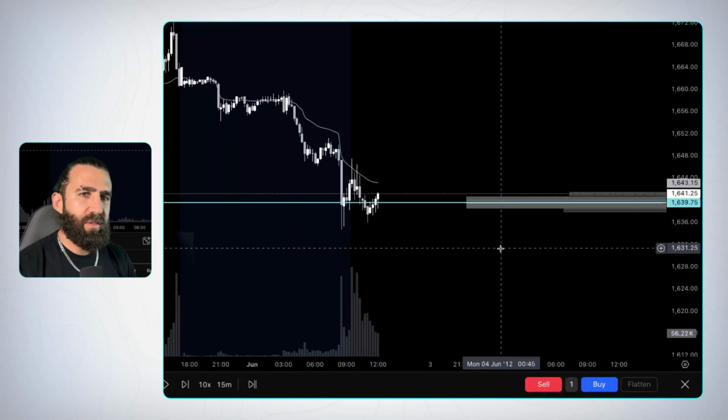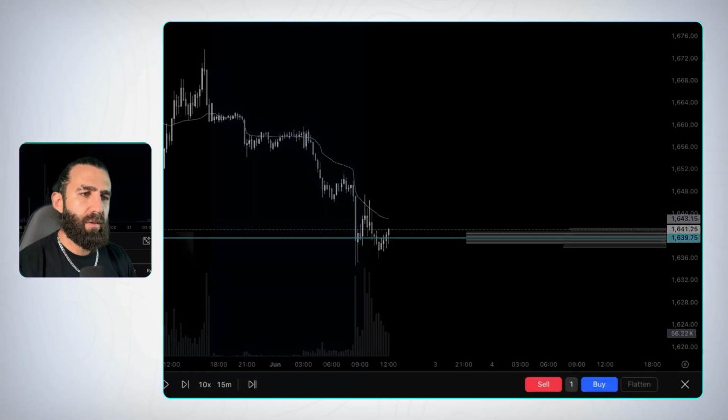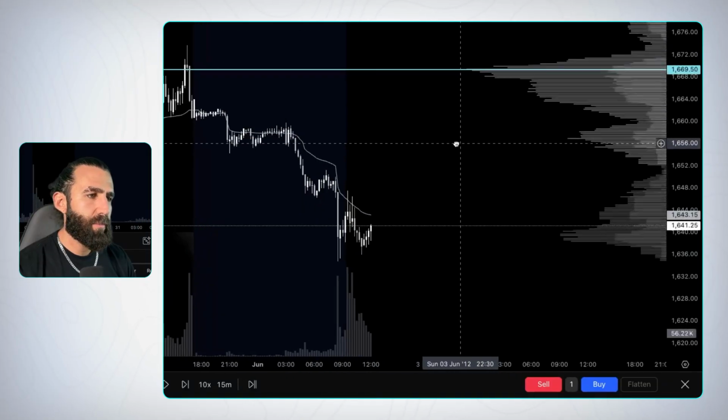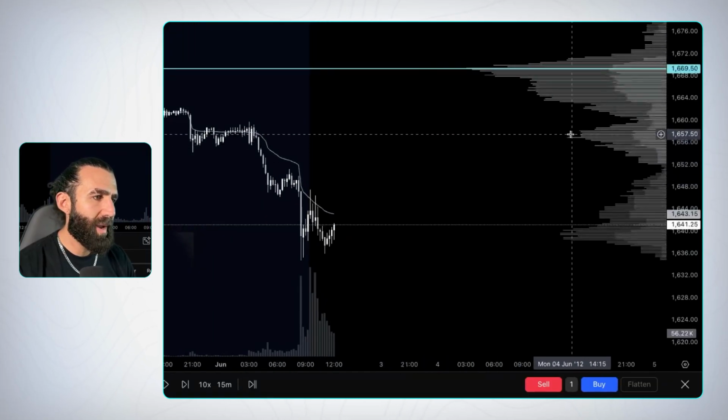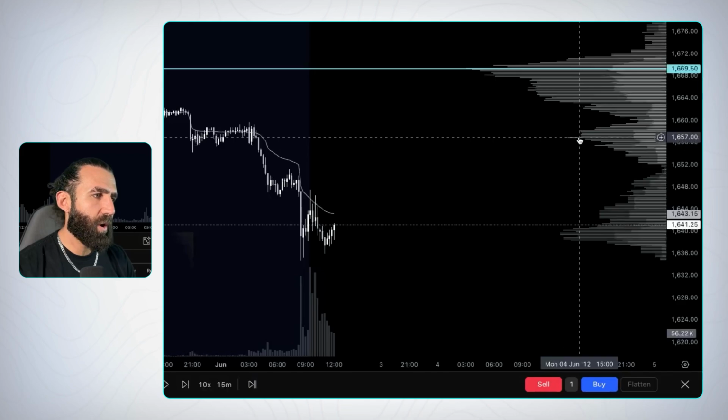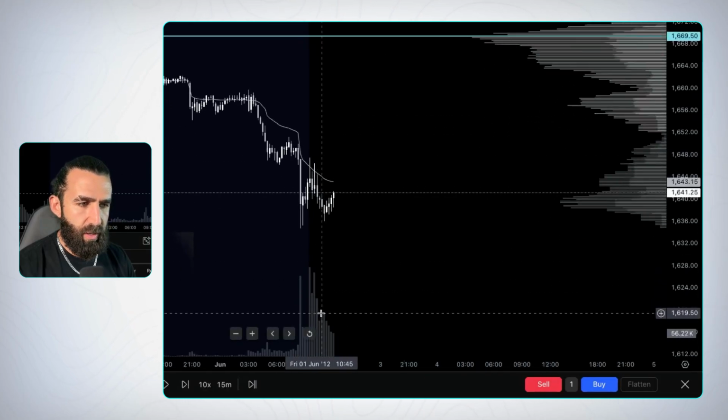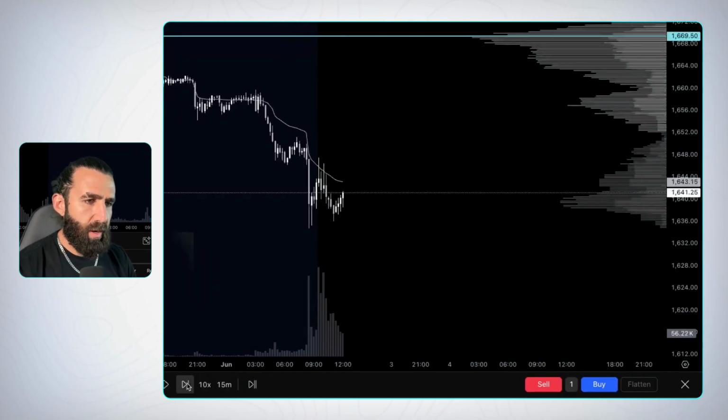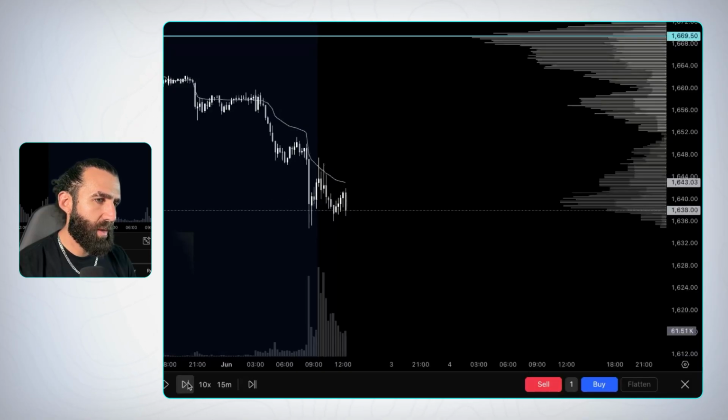So if this can reset for me, let's see. Nice. If this can reset for me, we might look for a long back up to this area of high volume. We can see where we are looking here. So let's see. Can we get another nice big bullish bar maybe? Nope, we got a bearish one.